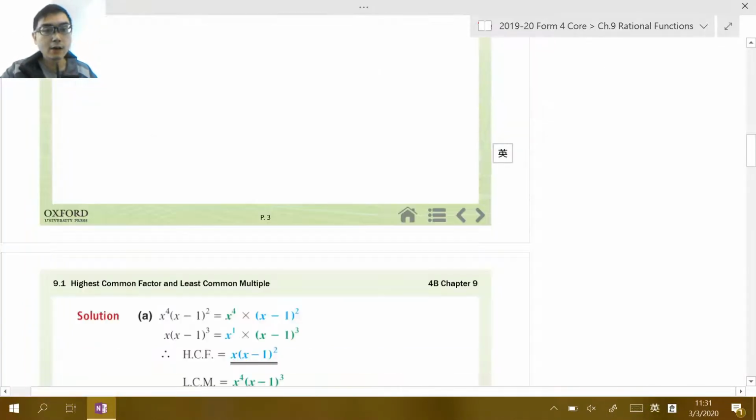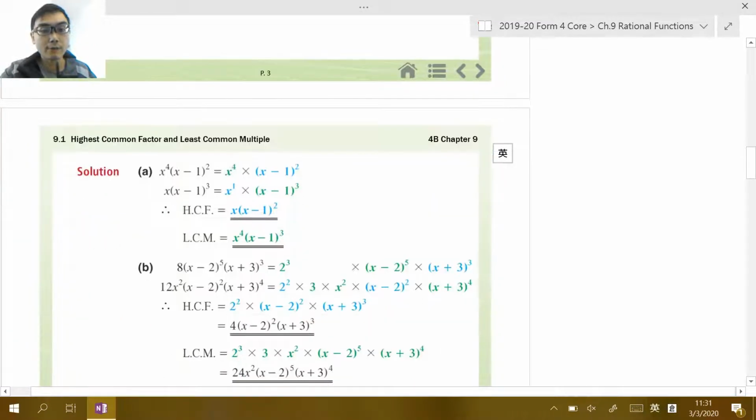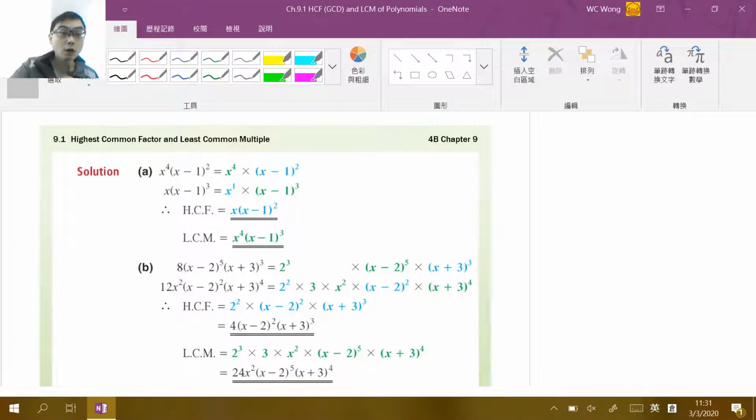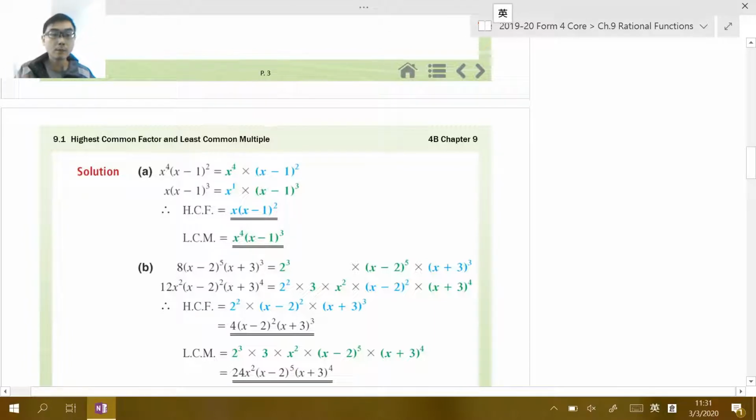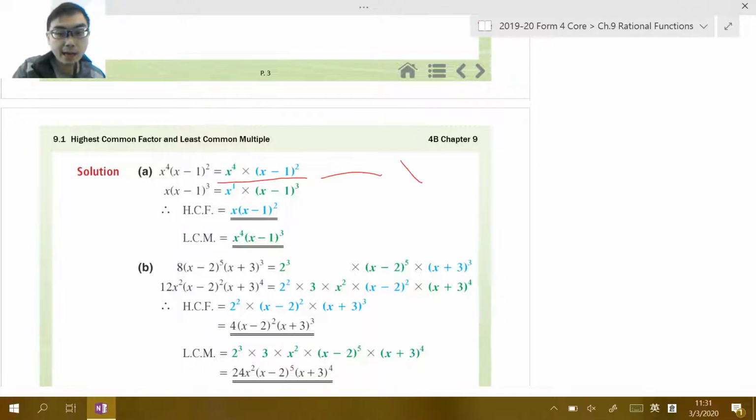In order to find HCF and LCM, what we need to do is divide the factors of each polynomial into groups. For example, for x to the power 4, x minus 1 squared, you have two different groups of factors. One belongs to x, with the power 4. The next one is x minus 1. That means that in this polynomial, x and x minus 1 are two different groups. The difference is that you may have a power on it.